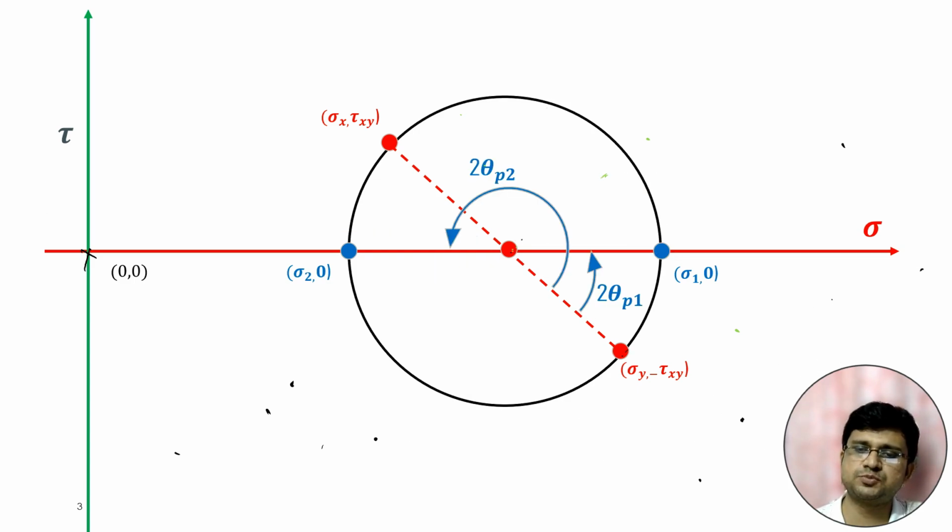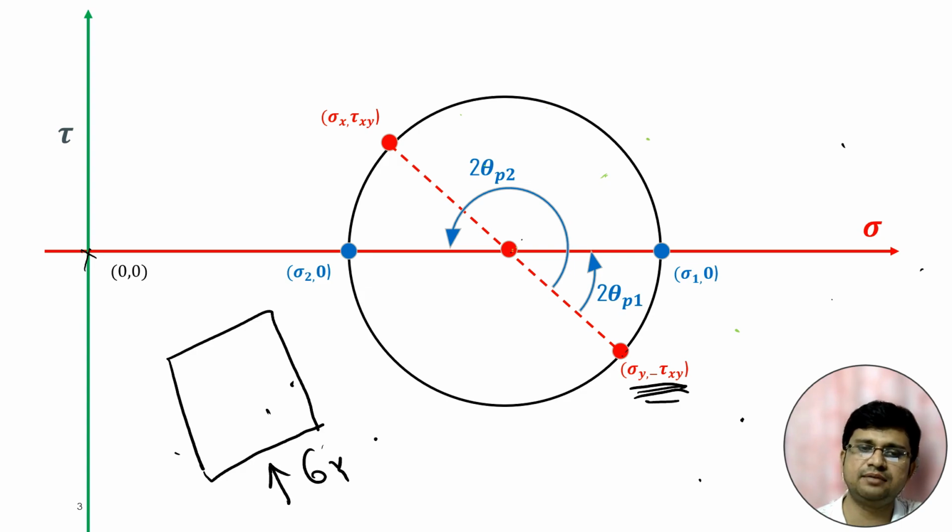Now with respect to the horizontal plane, again I am repeating that this particular stress is the stress corresponding to the horizontal plane. The angle between the horizontal plane and the major principal plane will be theta p1 in real life. That means if we draw the 2D stress condition, this is sigma y and this is tau xy, the stress corresponding to the horizontal plane.